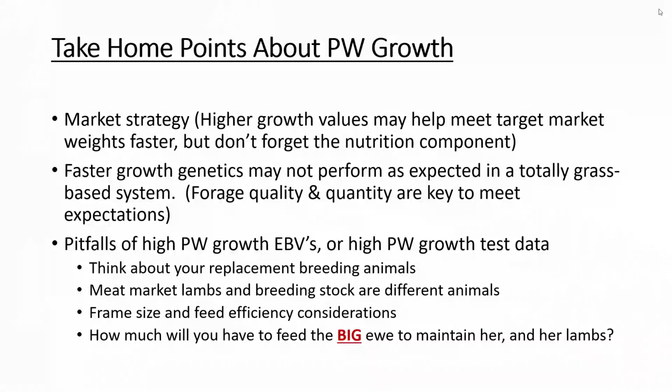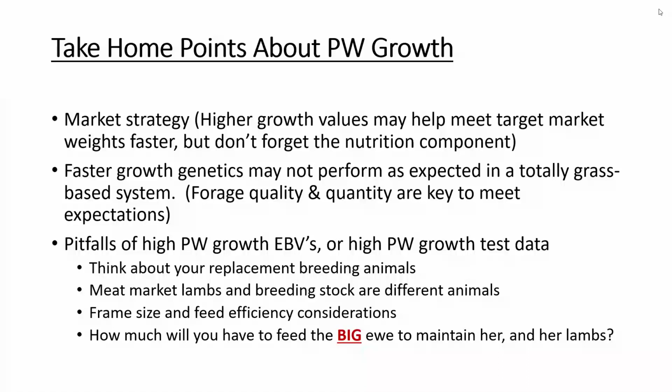So, take home points on your post-weaning growth. Again, your market strategy, whatever that may be and whatever your market may be, the higher growth values can help you meet those targets and get those weights faster. But you can't forget that nutrition component if you're selecting for higher growth. Faster growth genetics may not perform as expected in a totally grass-based system. So that's one thing I really want to drive home.